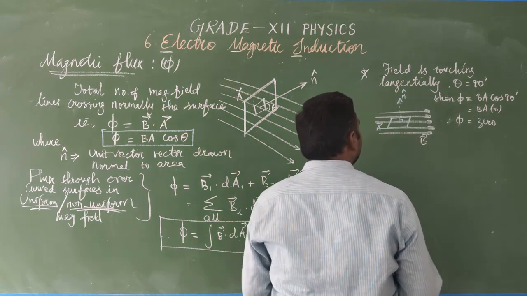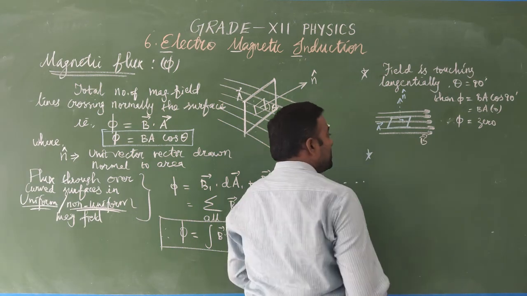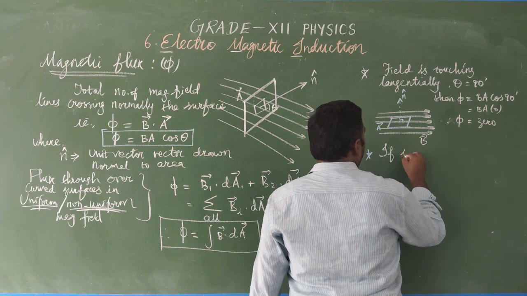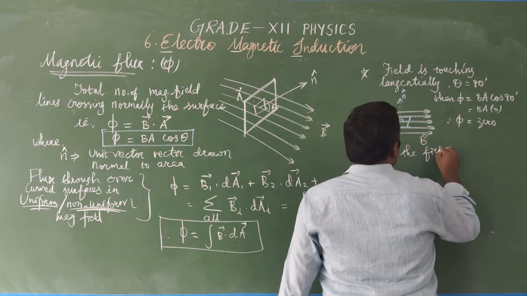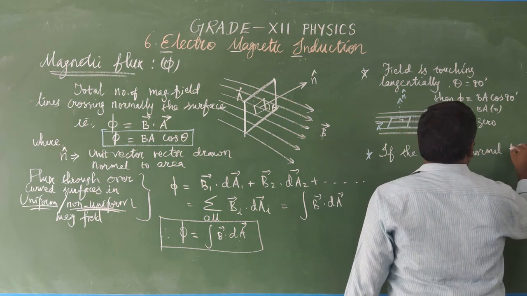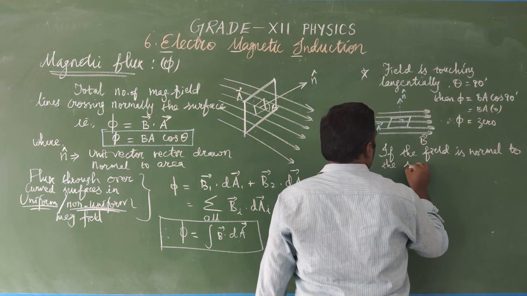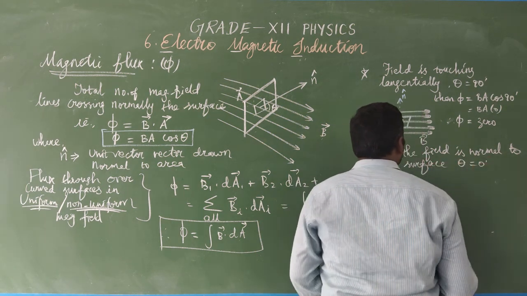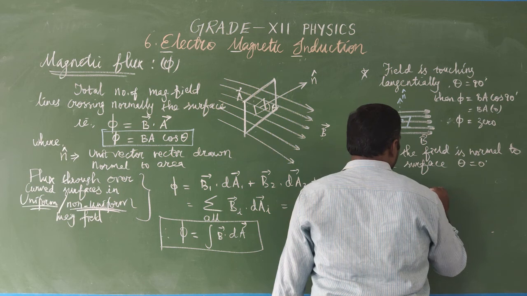So to get the maximum flux, how could it be? It is placed normal. If the field is normal to the surface, that is theta is equal to 0 degrees. Look at the diagram. This is the magnetic field.